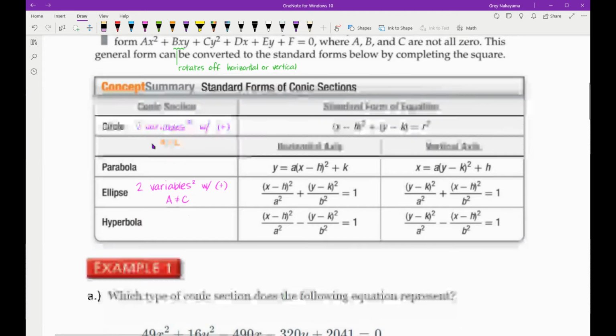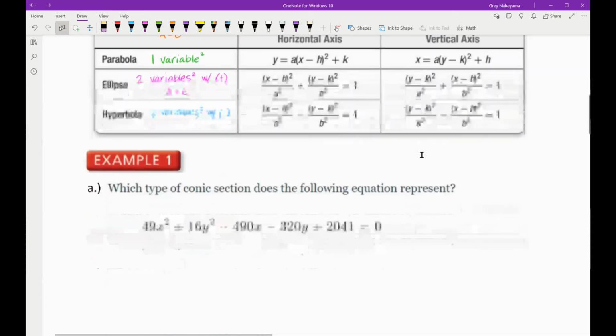Okay, if there is only one variable squared, then we know that it's a parabola. This one, the x is squared. This one, the y is squared. And last but not least, what we talked about yesterday, our hyperbolas are two variables being squared with a minus sign. So what you've got to be able to do is look at a conic section and tell what kind of conic section it is from that above.